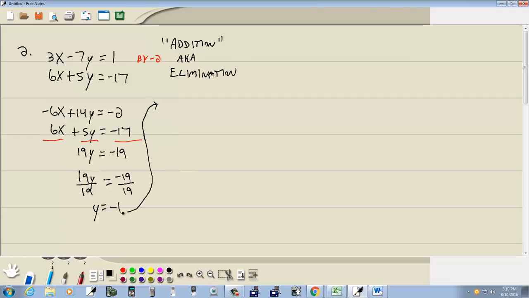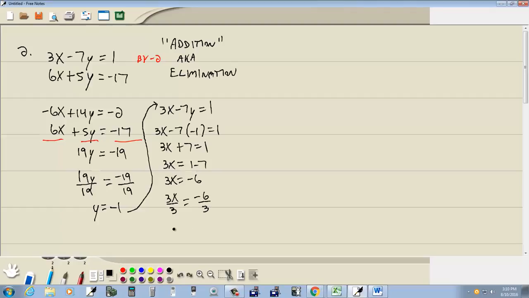Now at that point, you want to take that and plug that back into one of your equations. Doesn't matter which one, whichever one looks easier to you. I'll pick the first one. So I got 3x minus 7y is equal to 1. We just said y is negative 1. So I'll plug negative 1 in for the y. Negative 7 times negative 1 is a positive 7. Take 7 to the right side, becomes a negative 7. Which gives me negative 6, and then divide both sides by 3, and we get x is equal to negative 2. So the answer here would be negative 2, negative 1.